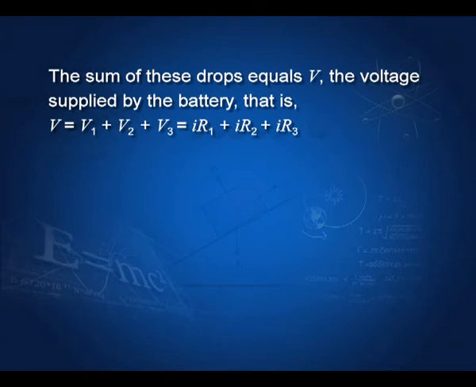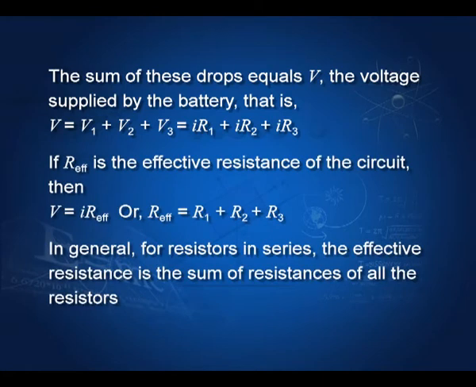And potential difference across R1 is IR1, across R2 is IR2, across R3 is IR3. And the sum of these must be equal to the total potential difference. And therefore, the effective resistance is V by the effective current I, and therefore, the effective resistance is just the sum of the resistances in series.